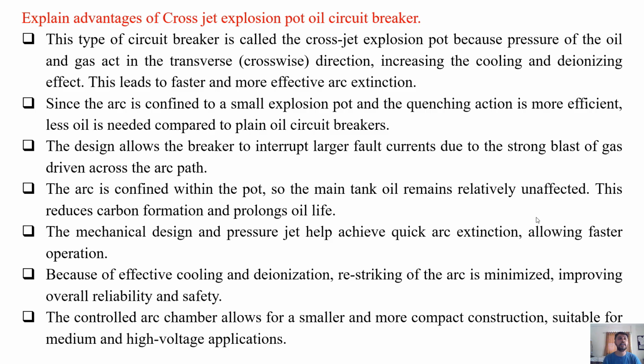So this type of circuit breaker is called cross-jet explosion pot because the pressure of the oil and gas acts in the transverse direction. That is, the arc path is like this, and the oil and gas pressure acts in this direction, that is transverse, that is crosswise direction, increasing the cooling and deionizing effect. This leads to faster and more effective arc extinction.